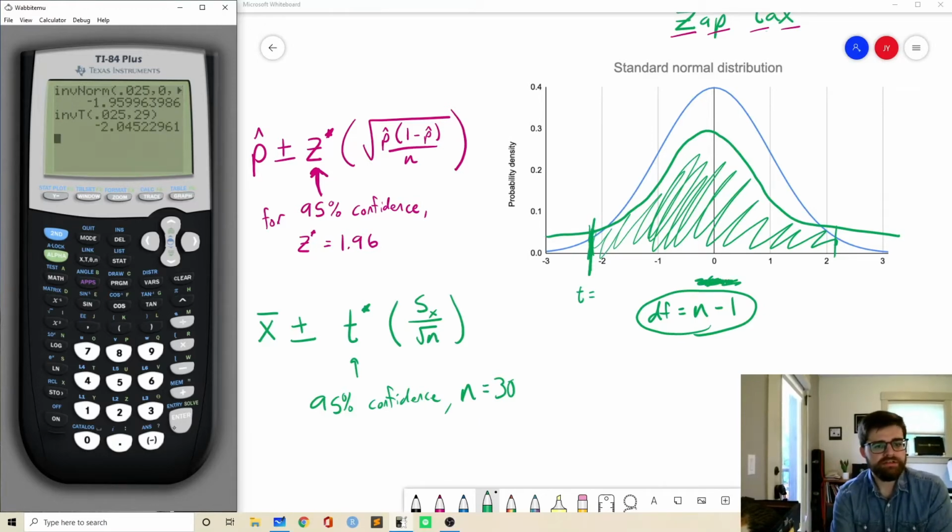Cool. And you can see it's a little bit different than our z-score. It's just a little bit off, a little more than 2 instead of a little less than 2. But anyway, that's how we get our t-score. So next we're going to actually do an example problem, and you'll see me do the same thing once I have to find my critical value.